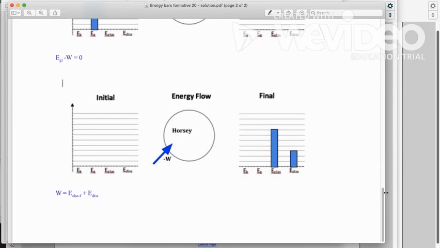And if you just had the horse, you would have nothing to start off with. And then you'd have elastic energy and E dissipated. So you'd have work equals E elastic plus E dis. So those are possibilities that you have.